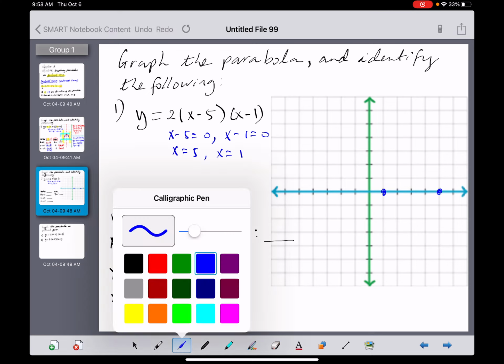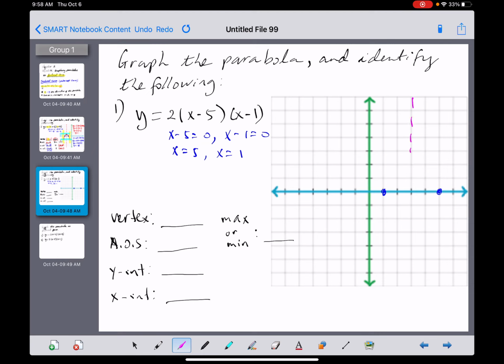Then I'm going to draw in my axis of symmetry, which is at 3. So x equals 3. I found half of my vertex. My x-intercepts are (5, 0) and (1, 0). Now I'm going to take 3 and plug it into my original equation. So y equals 2 times (3 minus 5) times (3 minus 1). That's going to be 2 times negative 2 times 2, which is negative 8.